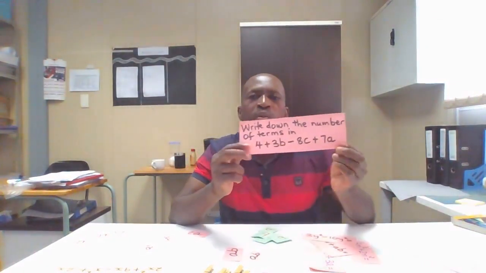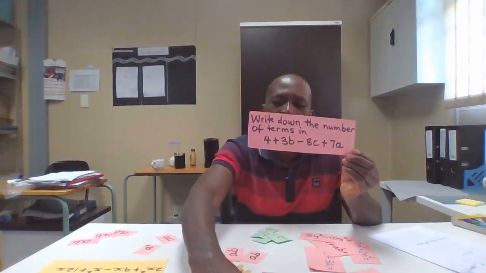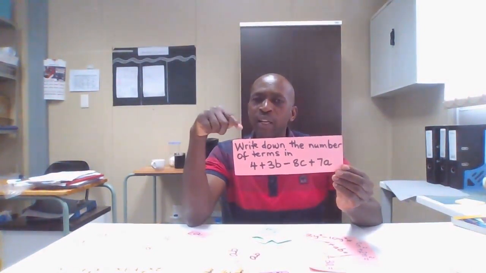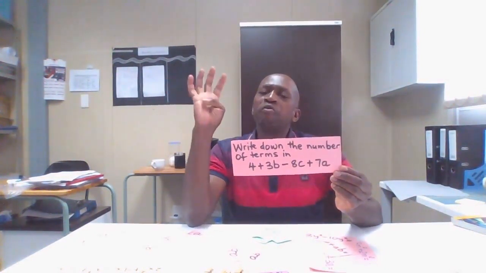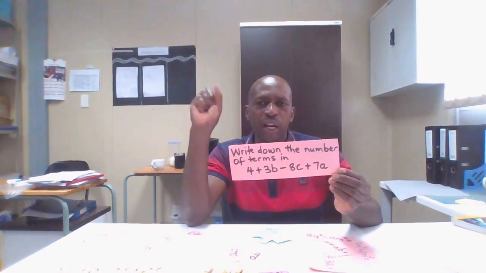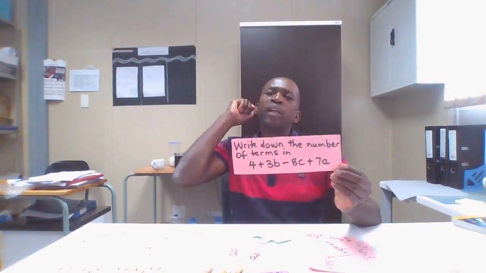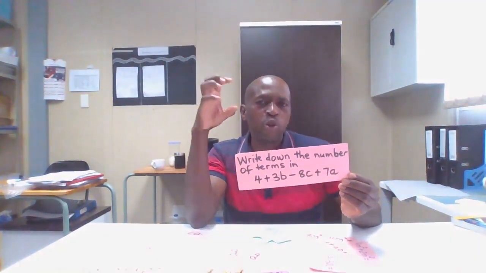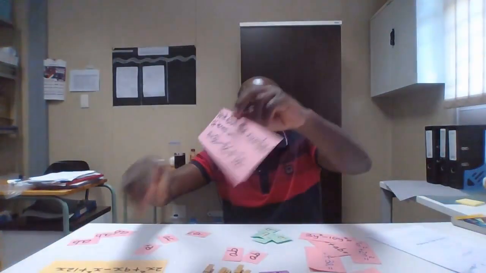We need this one. Write down the number of terms in this one. How many terms do we have? We have been talking about the items as different, so we said each item is a term. So how many items do we have here? Yes, we have 4 different items. The 4 is an item, the 3B is an item, the 8C is an item, 7A is an item. So altogether we have 4 different terms. And all of these terms are unlike terms. So we cannot combine any. We cannot collect like terms. Okay. Thank you for that one.